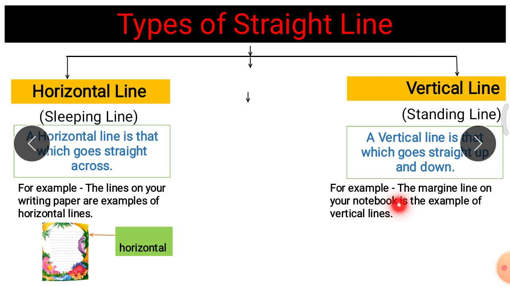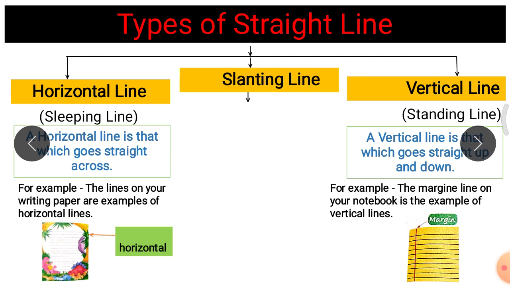For example, the margin line on your notebook is an example of a vertical line. The red color margin in the maths notebook, where I say you have to put a dot after the margin or before the margin. So that is the red color margin. That is called a vertical line, standing line, right? Now, here see, I have taken the picture of the margin line. This red color one is the margin. So this is a vertical line.